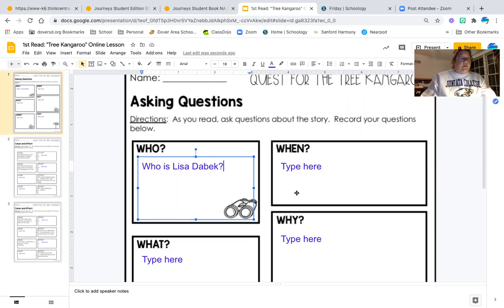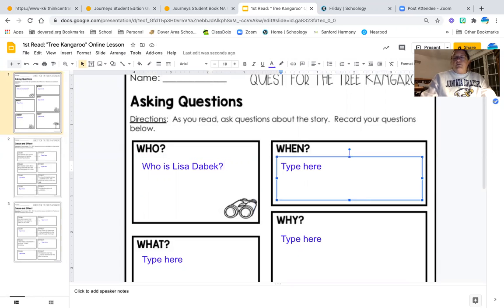So another thing I could ask was, and I heard this in the text, so a good question would be, when did Lisa become interested in the Matschie's, and this is a specific kind of tree kangaroo. And we heard the answer to that was 20 years before she went on this expedition.